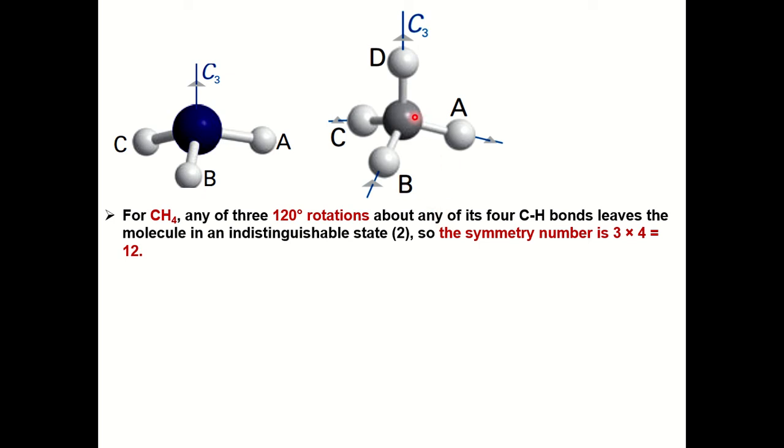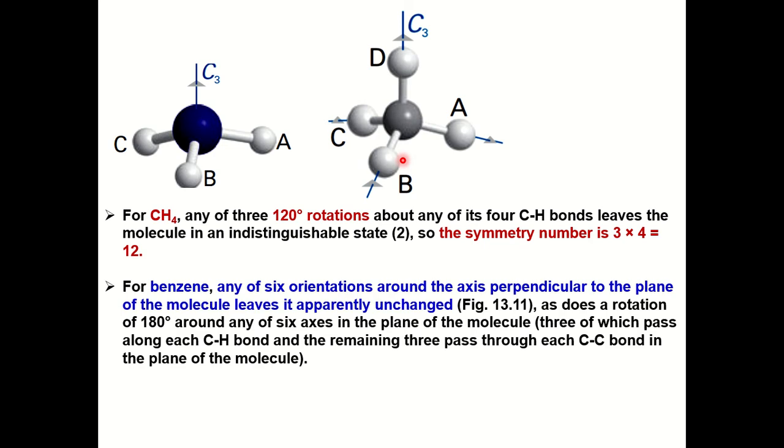In case of methane, CH4, any of the three 120-degree rotations about one of its 4 CH bond axes leaves the molecule in an equivalent configuration. This is something that you have already studied in your group theory classes. Please go through and revise that part. So the symmetry number: there are 4 CH bonds, and each one of them gives 3 equivalent configurations. So 3 into 4, total will be 12 equivalent configurations.